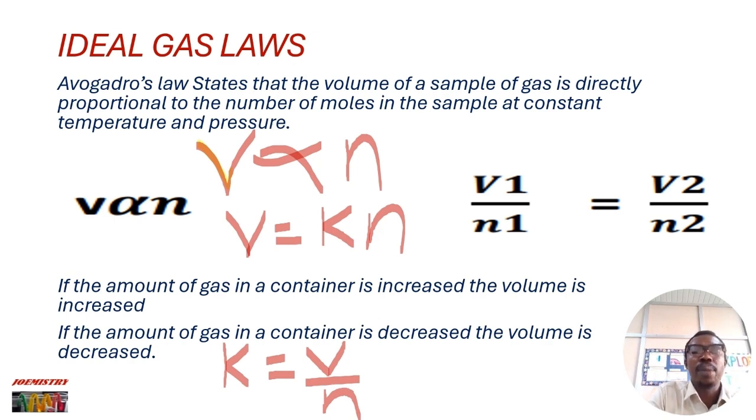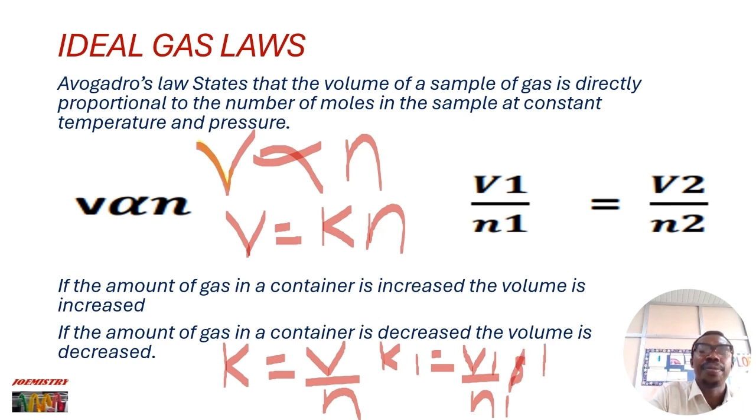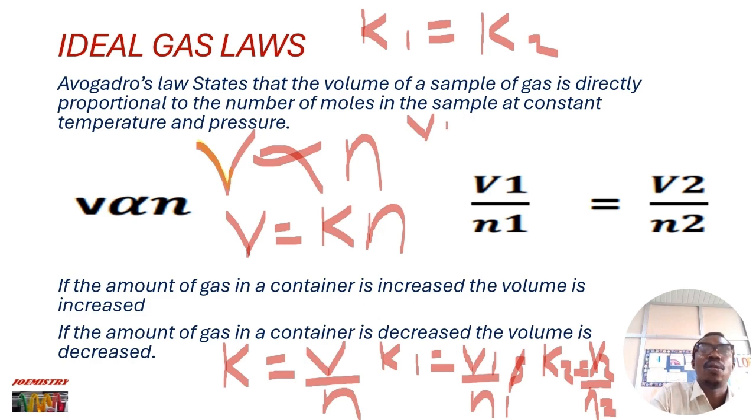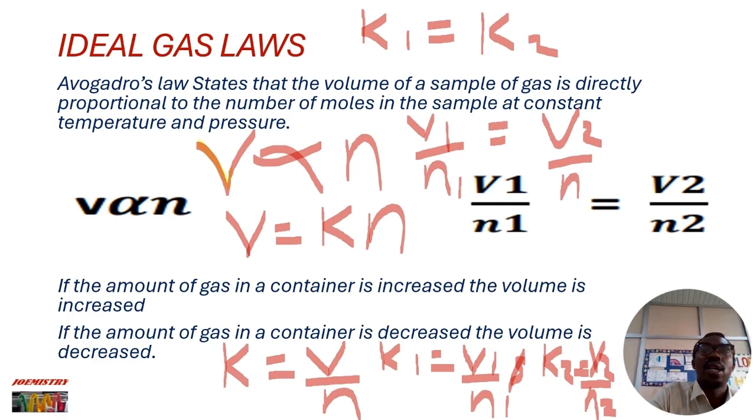So considering k being a constant, if we look at the initial volume and the final volume of gases, the initial moles and the final number of moles of the gases, we'll have k1 equal to V1 over n1, and k2 equal to V2 over n2. So if k1 is equal to k2, since both of them are constant, that means V1 over n1 will be equal to V2 over n2.